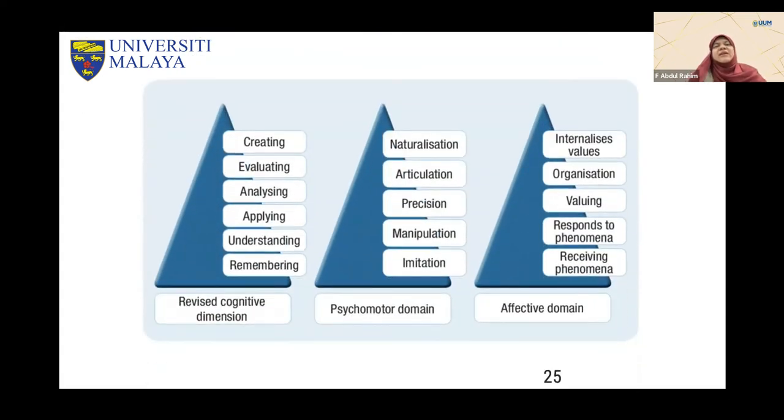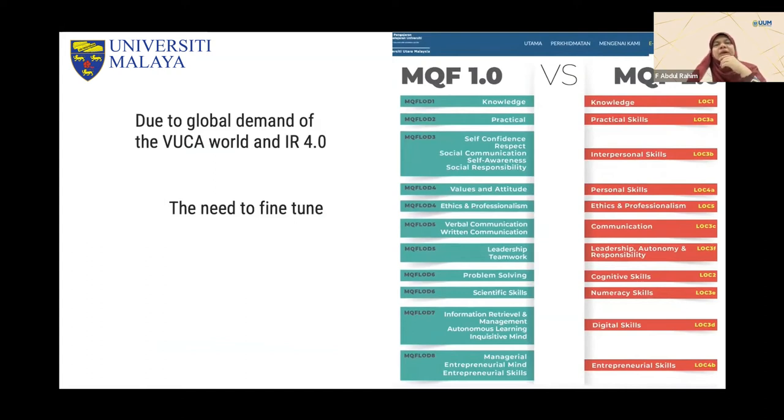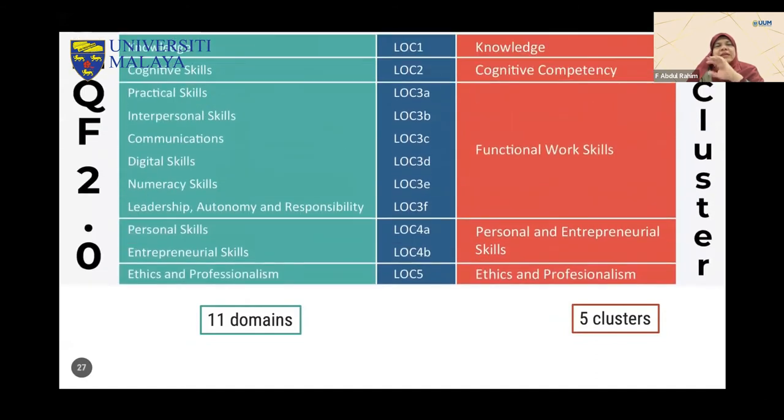And the next is the psychomotor domain, as well as the affective domain. And not to forget the MQF 2.0, all right? Which has 11 domains and 5 clusters. So all this, LOC 3A, 3B, 3C, I'm sure all of us have changed our syllabus to follow the MQF 2.0. It's not just there in the document, it's there for us to design in such a manner that we can create activities, assignments or assessments. From the assessment we are able to measure, and from that measurement we can do some form of evaluation of how far they have been able to develop those skills, the skills in the 5 clusters.